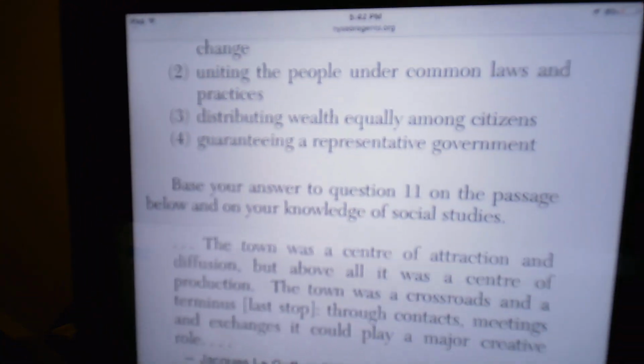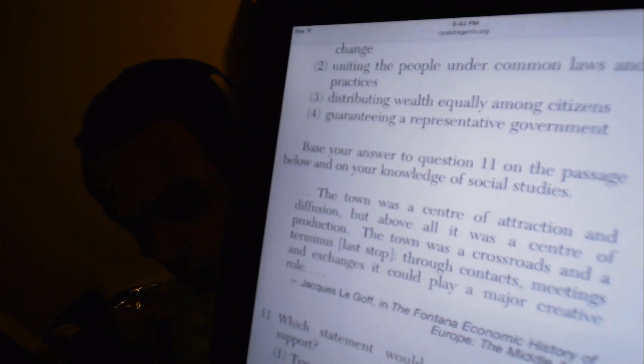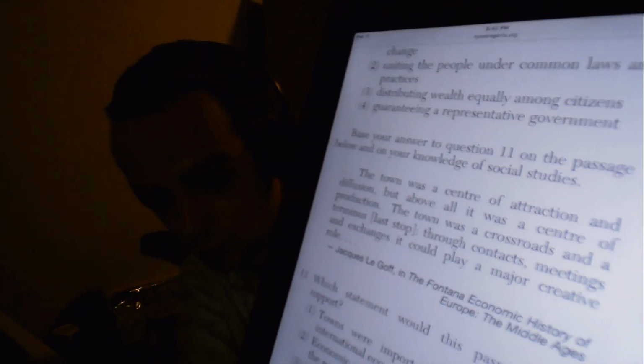All right, so okay, dear iPad, stay with me. You got 9. All right. Question number 11. Okay, so you're gonna have these types of questions. I don't know if you guys can see it. So it says base your answer to question 11 on the passage below and on your knowledge of social studies. So let's read the passage.